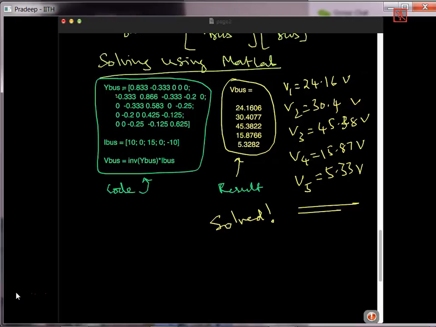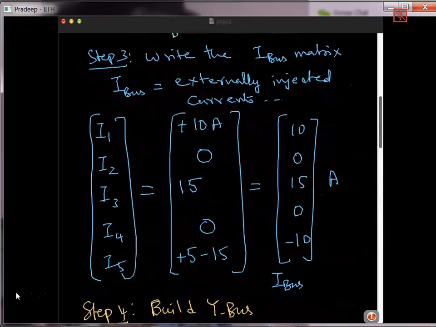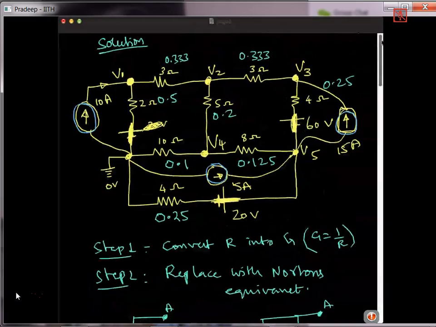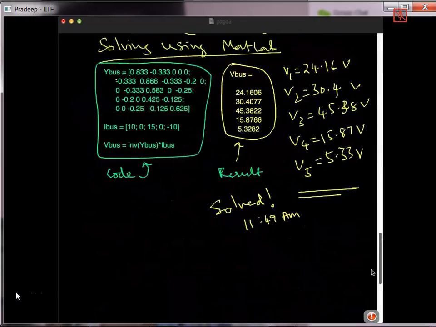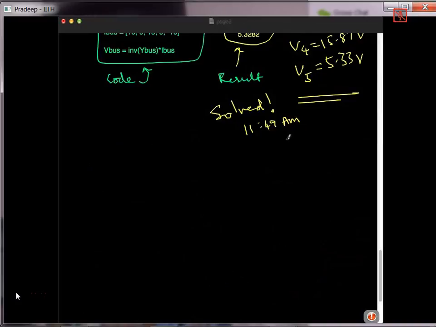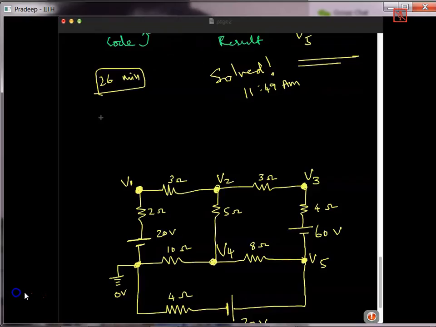So what is the time? It is now 11:49. So how much time did we take to solve this? I started at 11:23, I think. So 11:23 to 11:49, about 25 or 26 minutes. So within half an hour, I am able to solve a very large network. Of course, we can even make it faster. Now let me pause for a minute and then ask you any doubt.